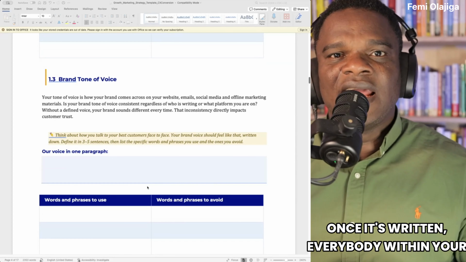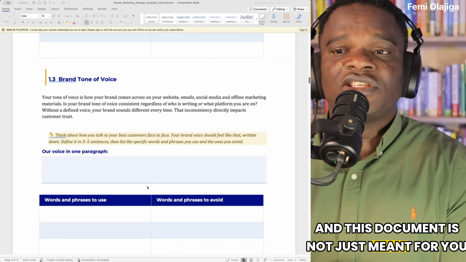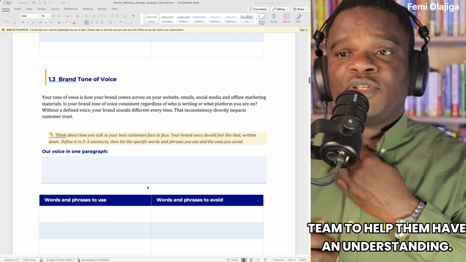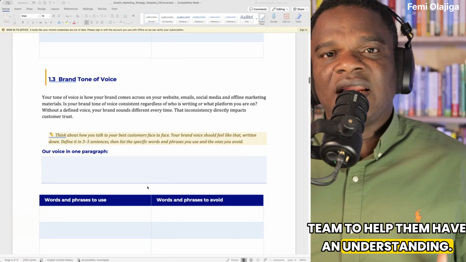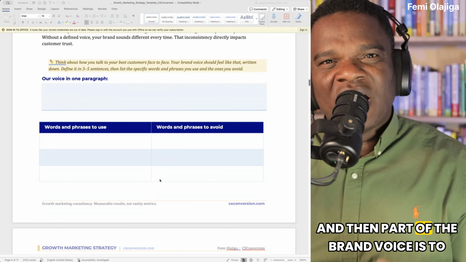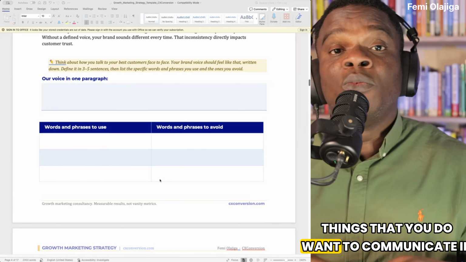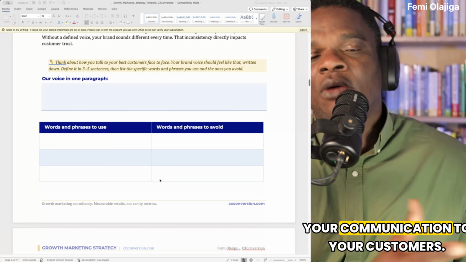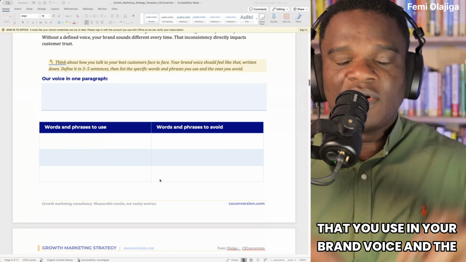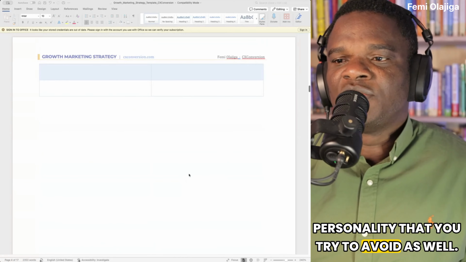Once it's written, everybody within your organization understands it. And this document is not just meant for you as a business owner alone. It's meant for you to distribute within your team to help them have a top-down understanding of what your brand voice means. And then part of your brand voice is to understand the kind of words and phrases that you do want to communicate to your customers. So you need to write this down, the phrases that you use in your brand voice and the phrases that you try to avoid, the personality that you try to avoid as well.